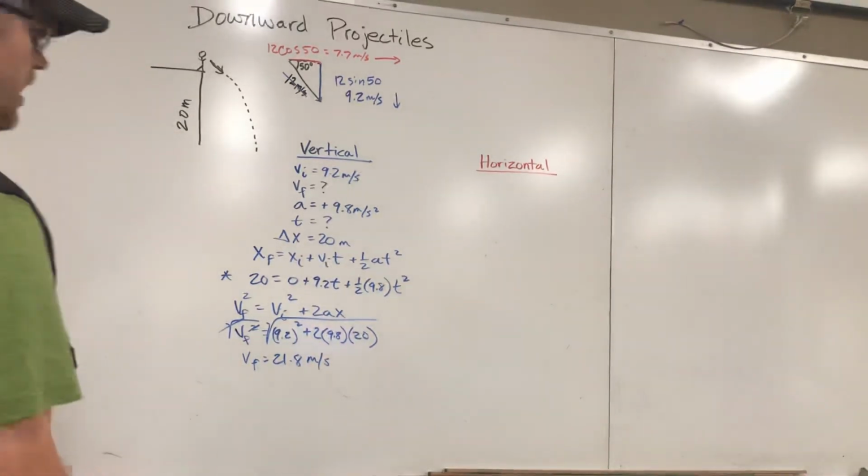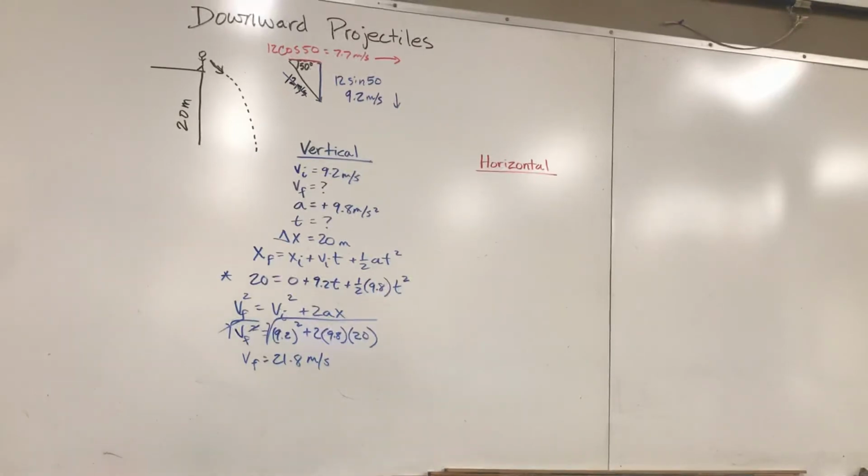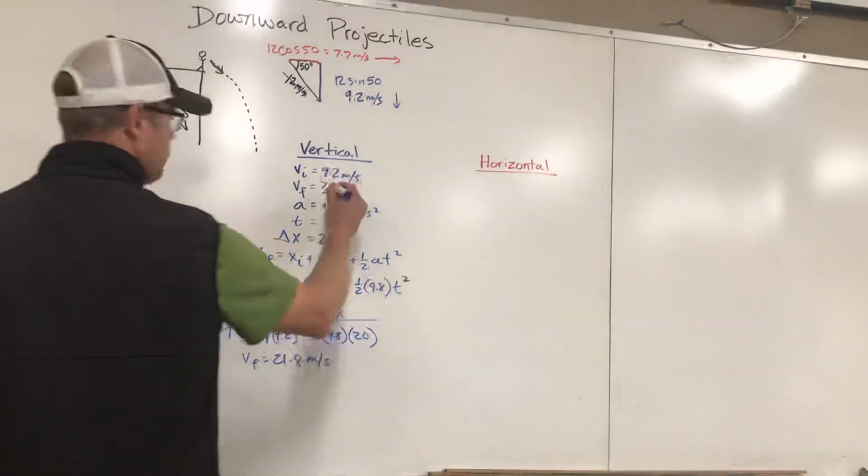Okay, now keep in mind, everything we've written in blue is just the downward components. It's moving downward at 21.8 meters per second when it finally hits the ground, assuming no air resistance. Okay, so I got a final velocity of 21.8.